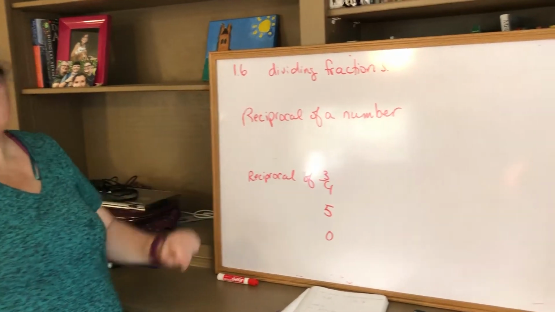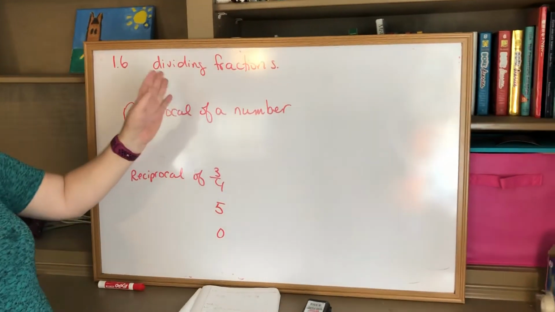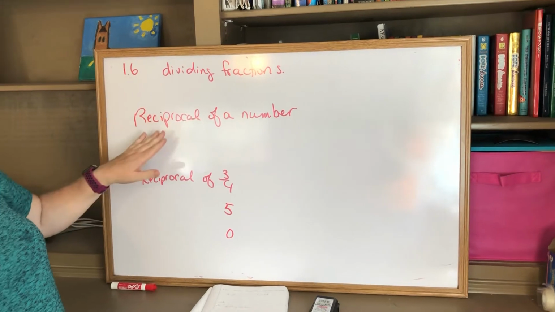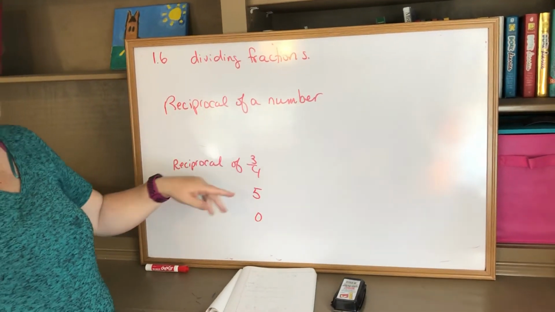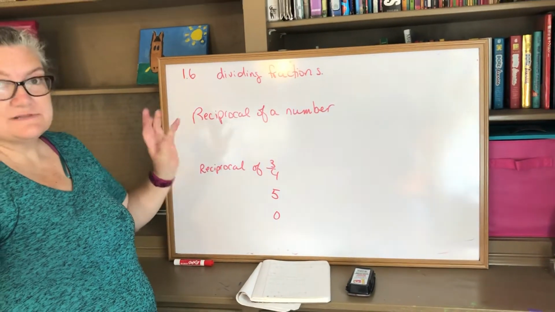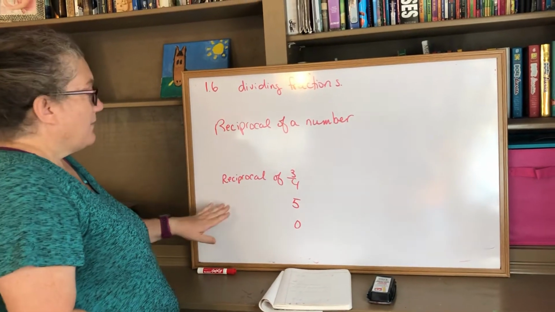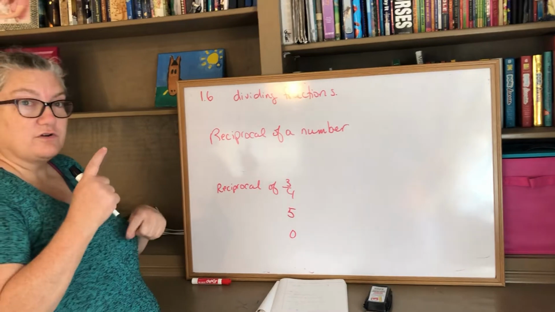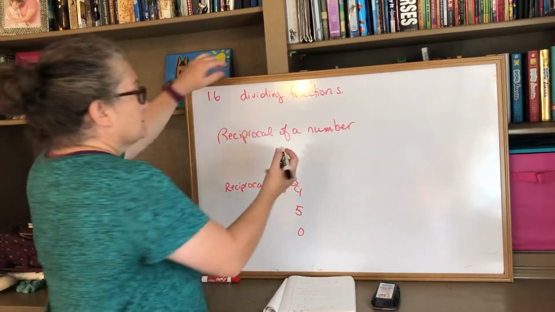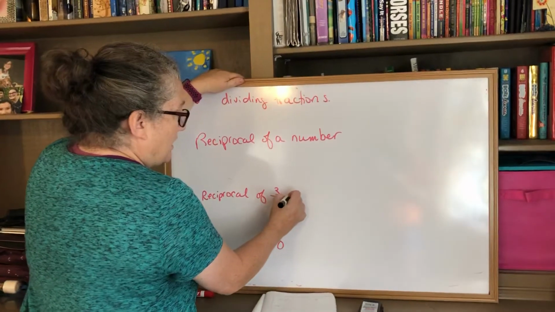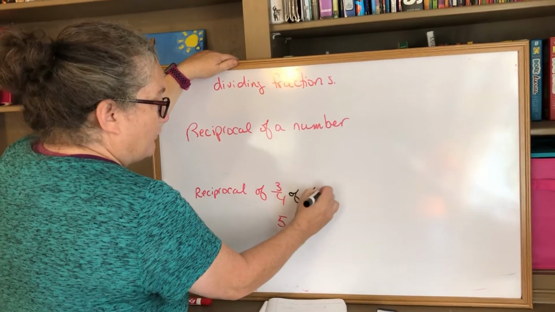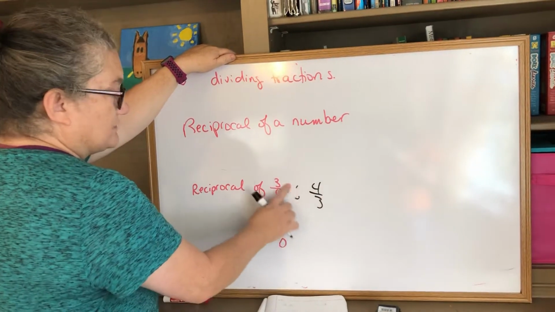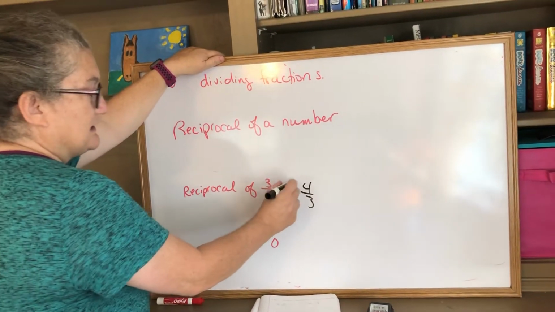In this lesson today, we'll be talking about dividing fractions. Before we actually divide fractions, we need to talk about the reciprocal of a number. A reciprocal of a number times the actual number is equal to 1. Basically, when we have the reciprocal of a number, you just invert the numerator and the denominator. What I mean by that is the reciprocal of 3/4 would be 4/3. So the reciprocal of 3/4 is 4/3.